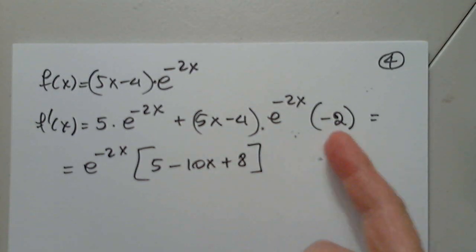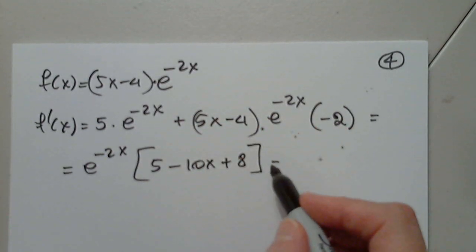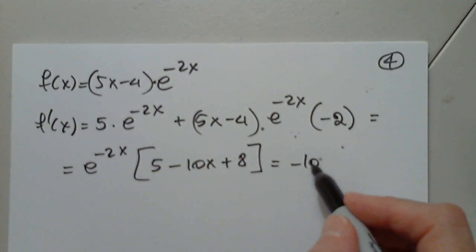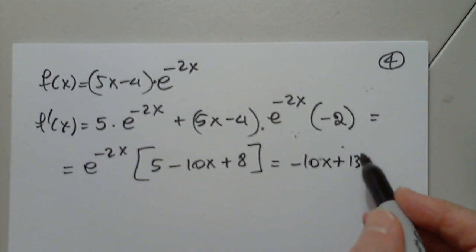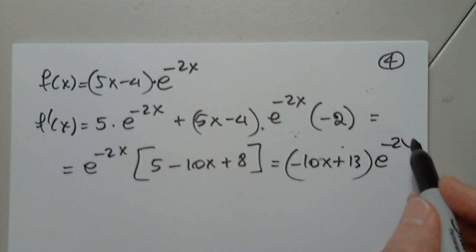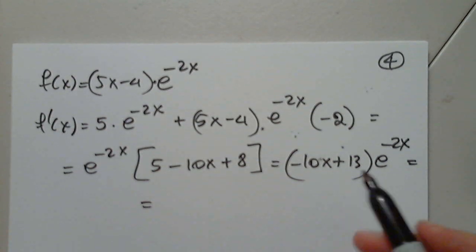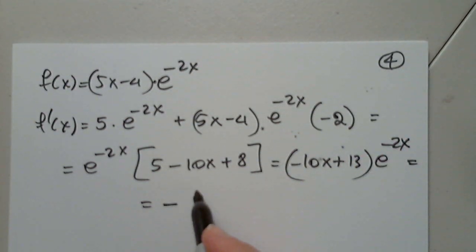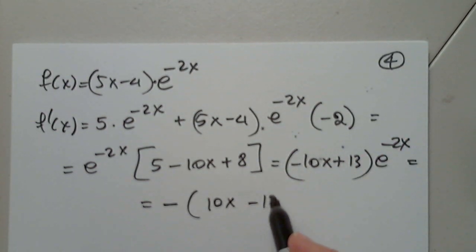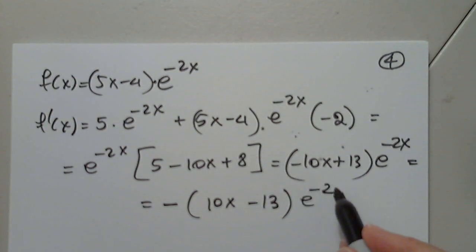8. Negative 10x and plus 8. So, negative 10x plus 13, and e to negative 2x. I would have preferred, this is fine, but you know me, I have a total allergy to negative leading coefficients. But this is fine, of course.